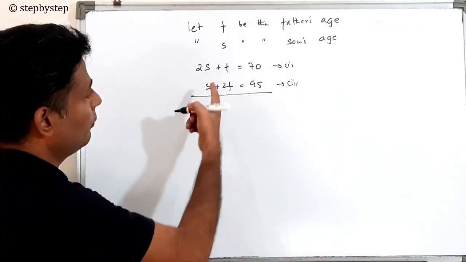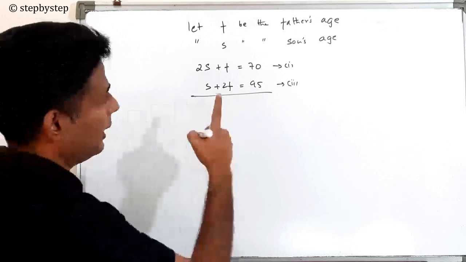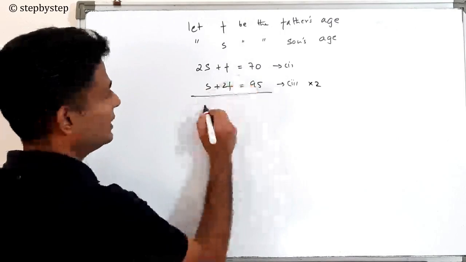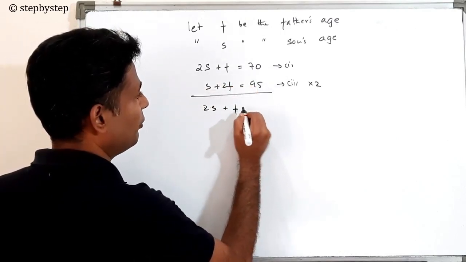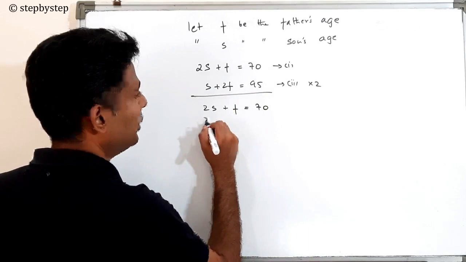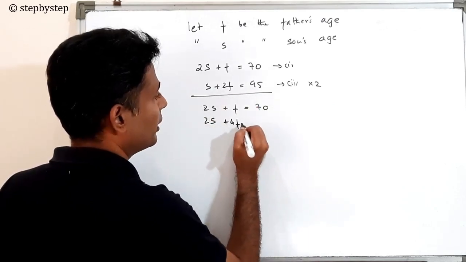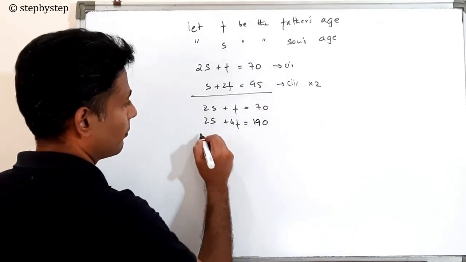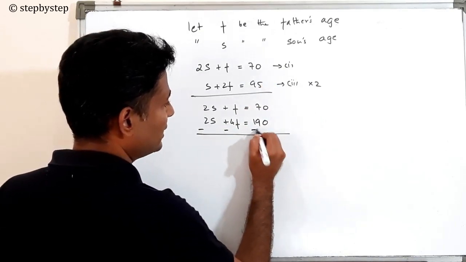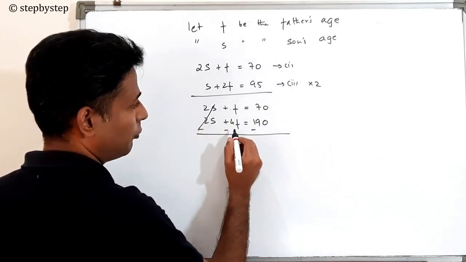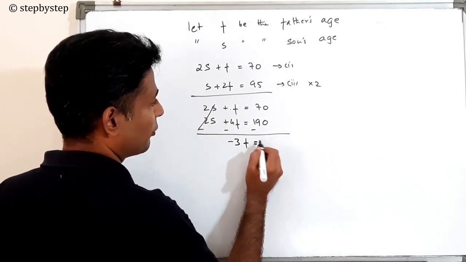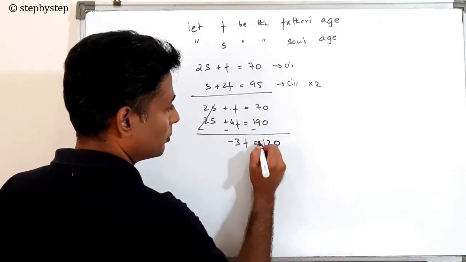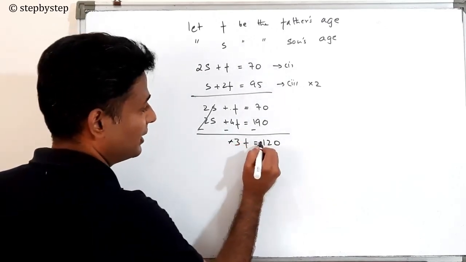From 1 and 2 we can find. Now I'll use the elimination method again. Here I'll make s equal, so into 2. The first equation remains the same, 2s plus f equal to 70. Here it becomes 2 into s, 2s plus 4f equal to 2 into 95, that is 190. Subtracting, the signs change. This cancels. Plus f minus 4f is minus 3f equal to 70 minus 190, which is minus 120. So minus signs cancel.